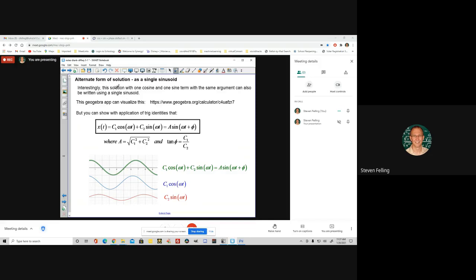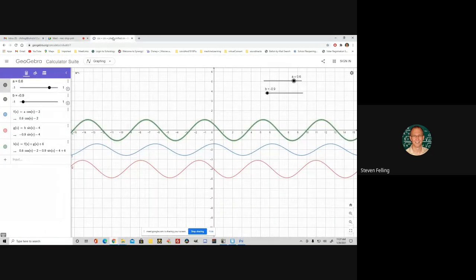Okay, interestingly, this solution with one cosine and one sine term, you would think it would look really complicated, but the truth is that if you actually graph this out for any constants C1 and C2, it turns out to look like a single sine wave. Let me show you that with this GeoGebra thing, which you can play around with if you want on your own here. Here, this blue curve is this constant A times cosine.